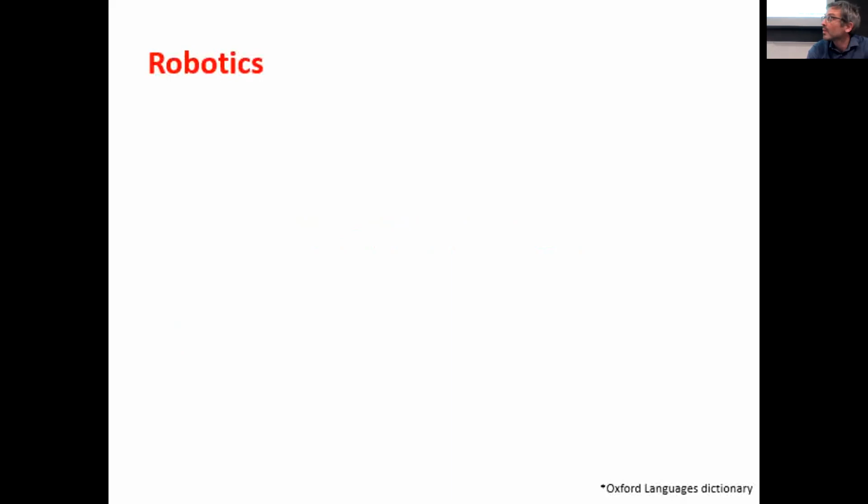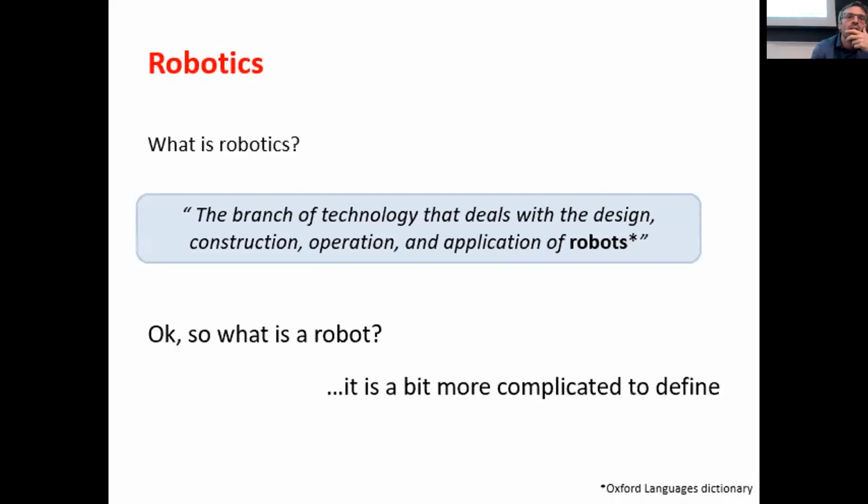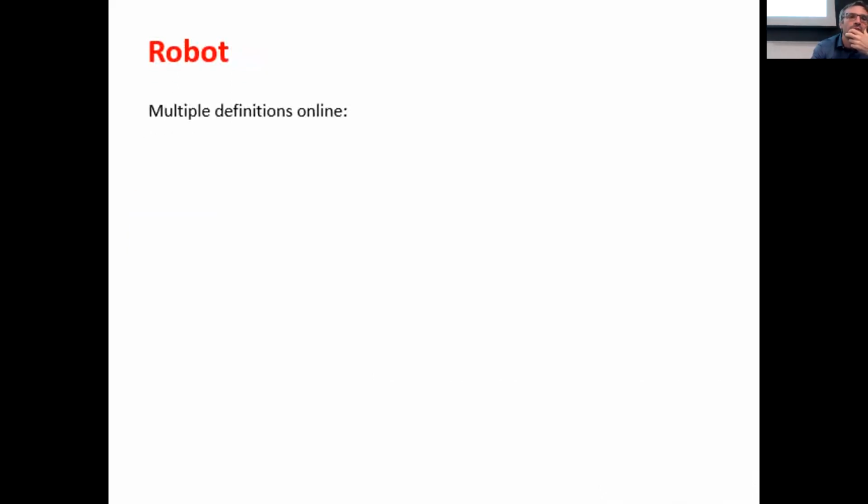So first, let me talk about what robotics is. Let's have a definition. There's not really a clear definition. Robotics is a branch of technology that deals with the design, construction, operation and application of robots. But what is a robot? It's a bit more complex to define. There are multiple definitions online.